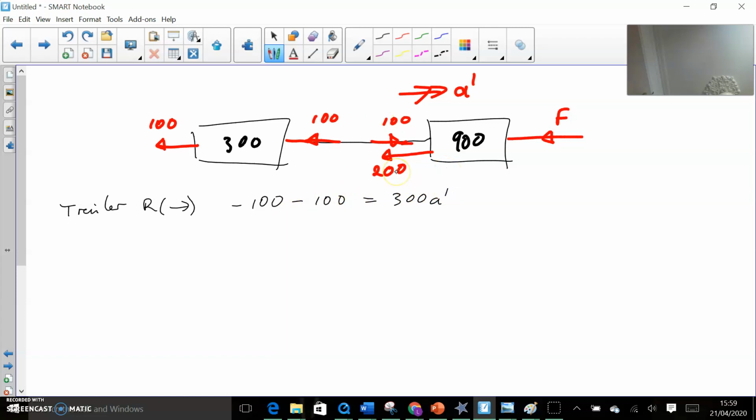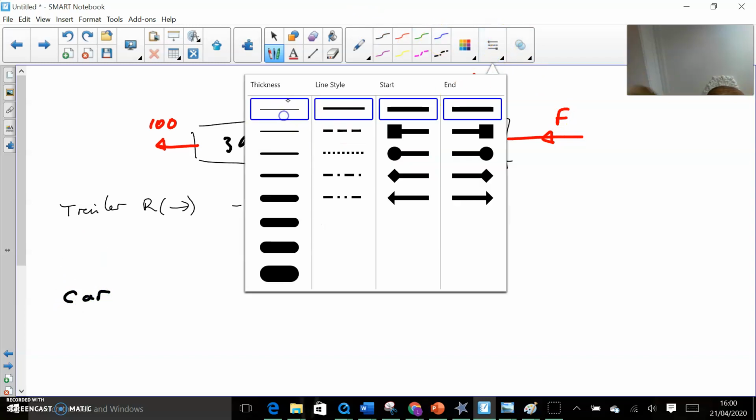And so we have minus 200 equals 300 A dash, so A dash is minus 2/3. Negative because it is slowing down, which means the acceleration is acting in the opposite direction to the motion. Okay, so now we want to find F. Well, then we can consider the car, or we could consider the whole system, in fact.